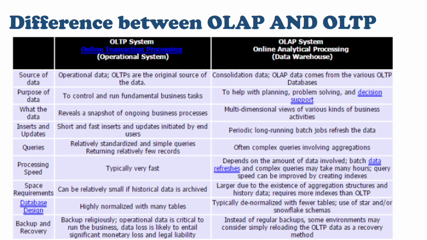Backup and recovery. With respect to backup and recovery, OLTP is backed up religiously. Operational data is critical to running the business. Data loss is likely to entail significant monetary loss and legal liability. Whereas with OLAP, instead of regular backups, some environments may consider simply reloading the OLTP data as a recovery method. So these are some differences between OLAP and OLTP.